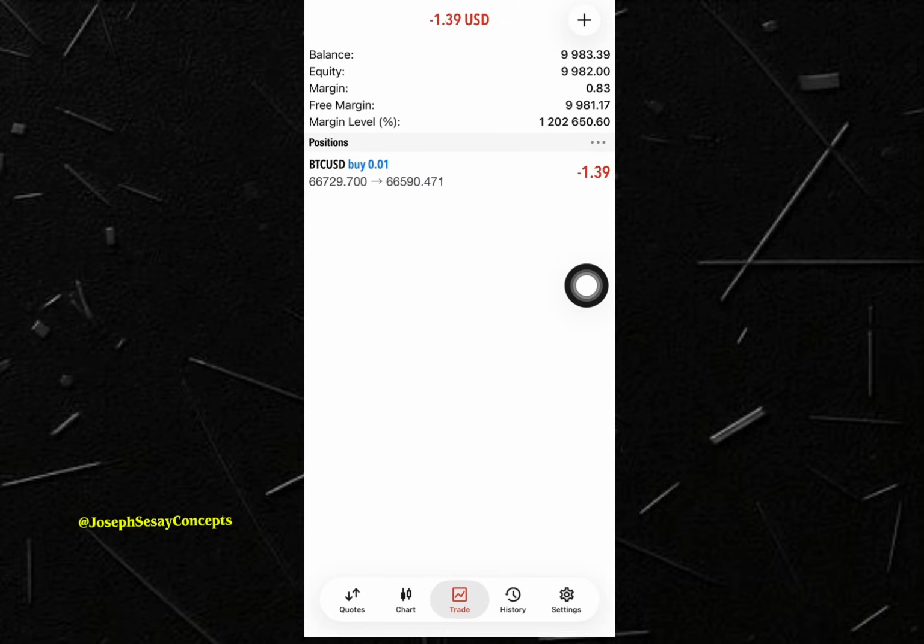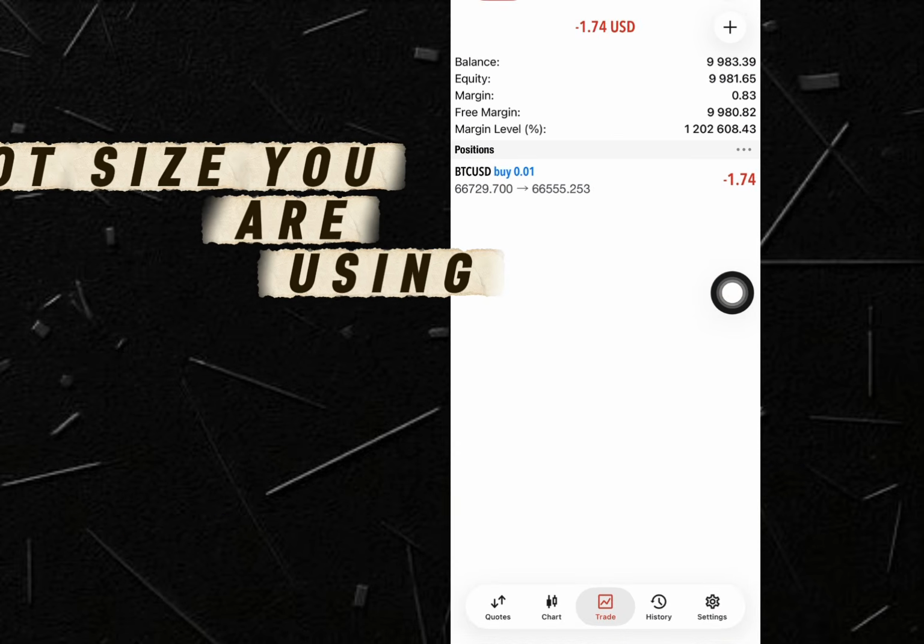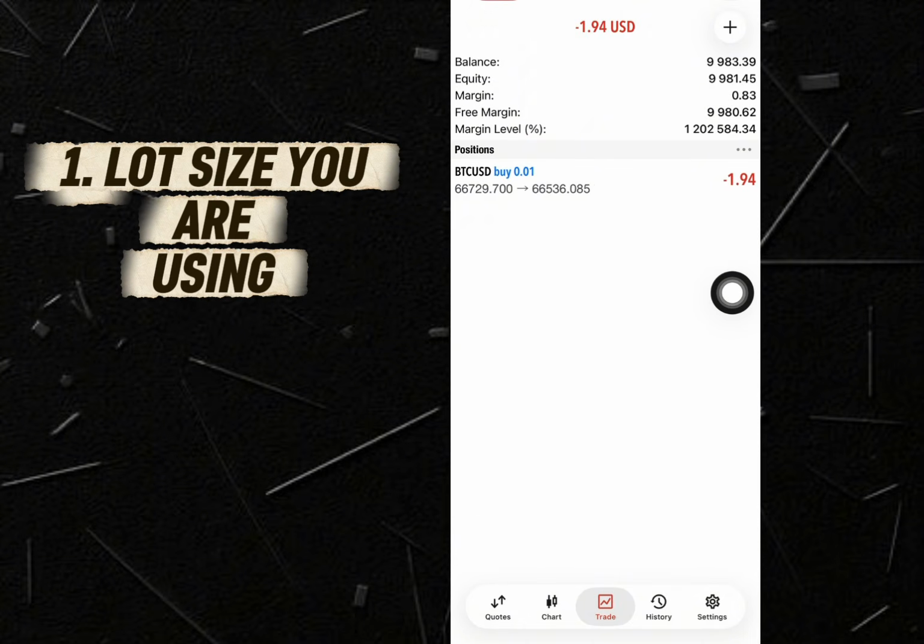Now another thing is, you see "manage your risk." What do they mean by manage your risk? Manage your risk entails a lot of things, but people tend not to understand this. The first thing is they are telling you to be careful with the lot size you are using. You can't have a $5, $10, $20, $30, or $50 account and want to use a big lot size.